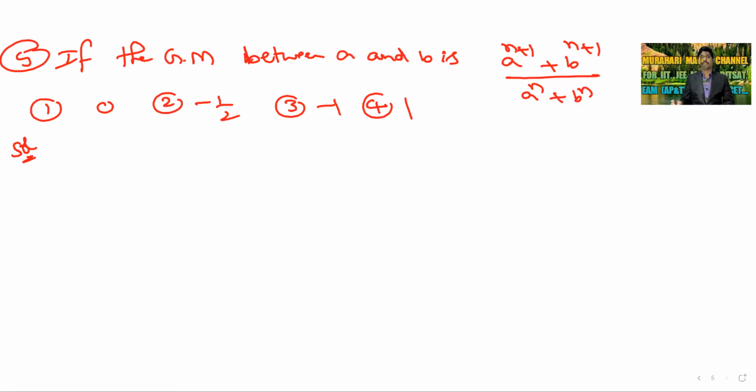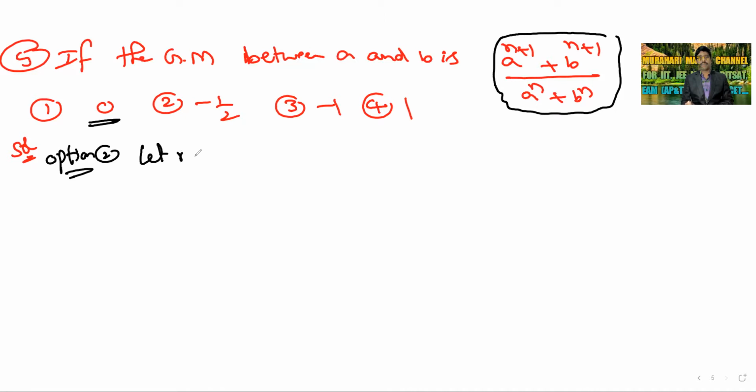By using the option verification method, put n equal to 0. This will be the AM. It was already explained in question number 4. If n is equal to 0, this is the arithmetic mean between A and B. Now let us take the second option, option 2.